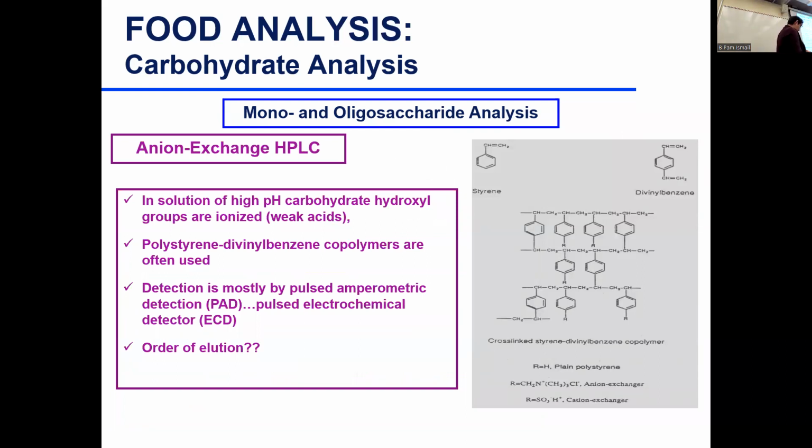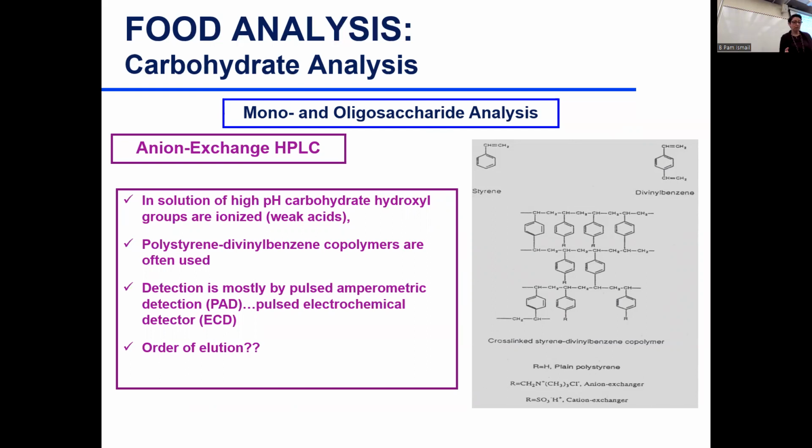Anion exchange. Because we're separating small molecules, we use a highly cross-linked resin, the polystyrene dimethyl. It's highly cross-linked, so it's very suitable for small molecules. And how can we make sugars negatively charged?